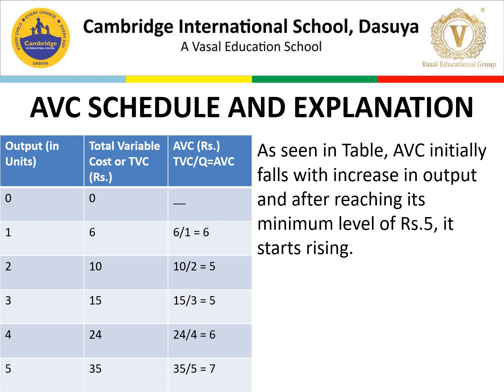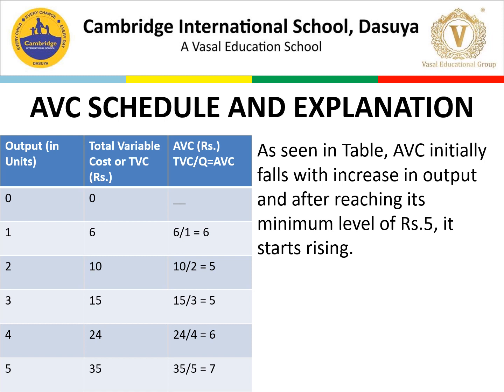Now the next is AVC schedule and its explanation. Let's see what we are provided with. The output in units is 0, 1, 2, 3, 4, 5. Again TVC's value is given: 0, 6, 10, 15, 24, 35. Now what we have to do for calculating AVC is TVC divided by units of output.